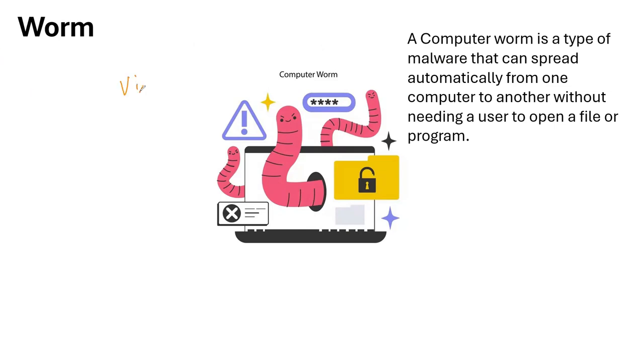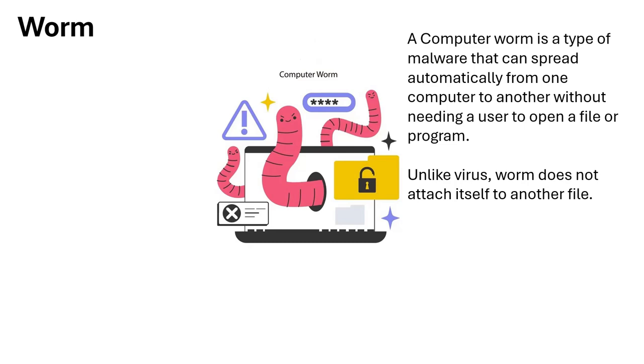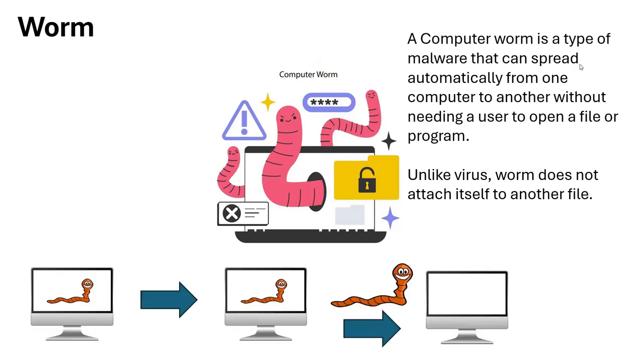Unlike a virus, which, as we have seen, needs the user's permission or the file to be opened by the user, a worm doesn't require the user's permission. It can be forwarded from one computer to another and can corrupt the entire network system. Unlike a virus, a worm does not attach itself to another file. It can automatically spread from one computer to another, and it will also run inside the network.